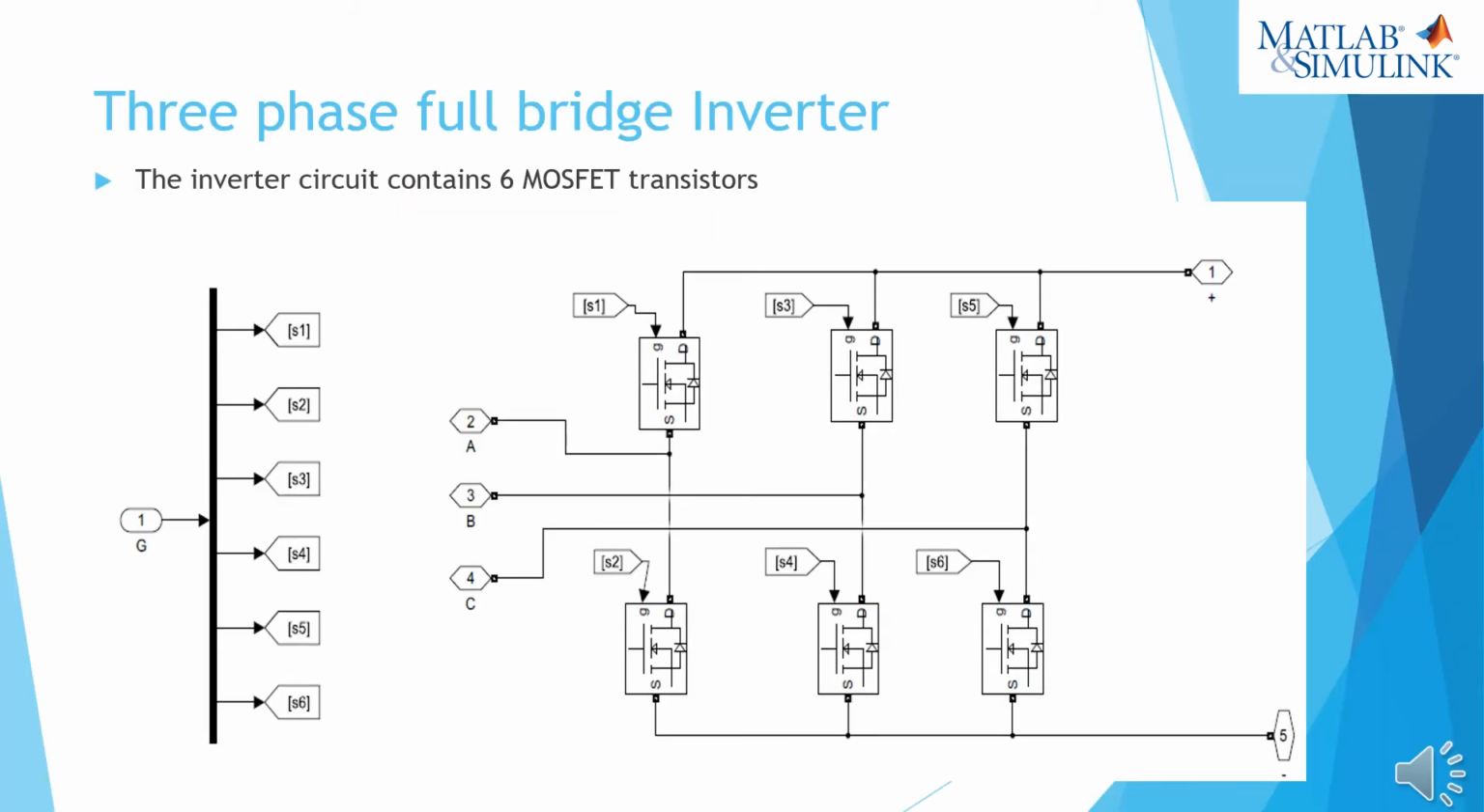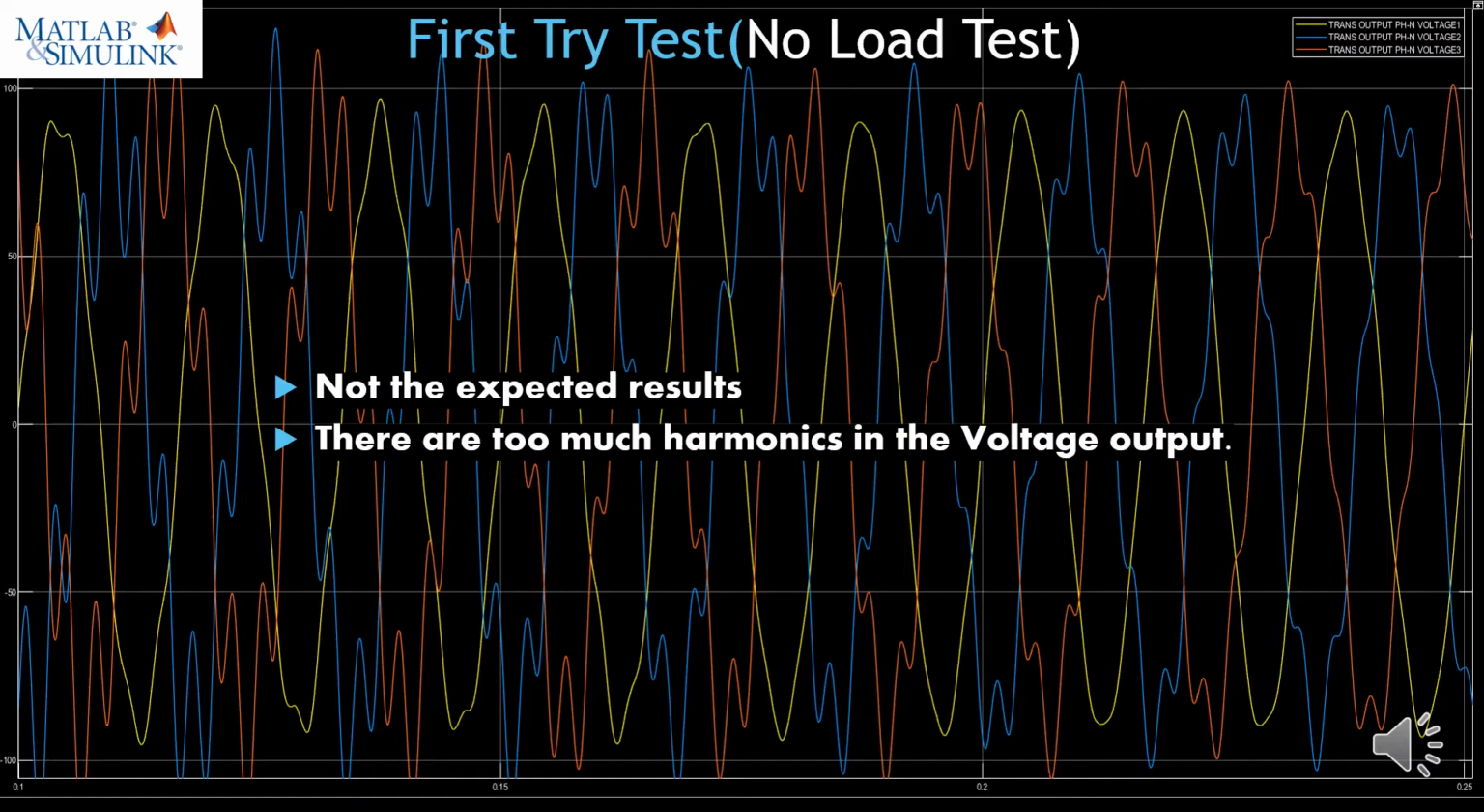We used in our system a 3-phase full bridge inverter, which contains 6 MOSFET transistors, and it's well known in the field of power electronics. In this slide, we can find the first test with no load, before using the passive filter. We can find huge distortion in every sine wave here. So it's not the expected result, and we need to eliminate these huge harmonics in our system. So we use the passive filter to eliminate this, and we will see that in the next slides.